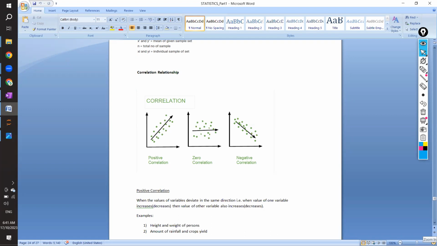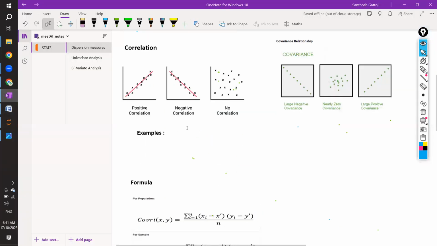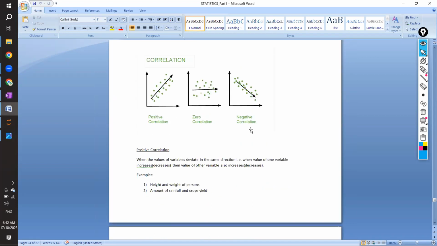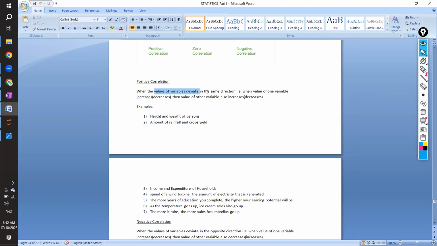So yesterday we were discussing the covariance and correlation concepts, right? We have seen a few things. Now, just to show you, this is positive, zero, and negative correlation. Positive correlation is when the values of the variables deviate in the same direction: when the value of one variable increases or decreases, the other variable does the same. If both are increasing or decreasing, this we have seen.